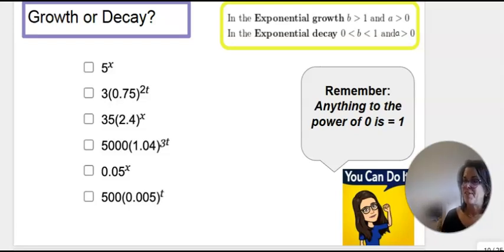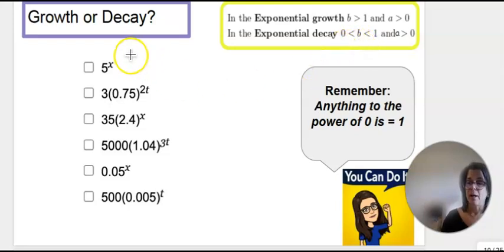Let's do a couple of these together, and then I'm going to have you finish them on your own so that you can see if you're really getting it. There's a reminder up here in the upper right. Exponential growth is when b is greater than 1. Big, think of big numbers, growth. Small numbers, fractions, decimals, decay. The decimal has to be less than 1. Think about it that way.